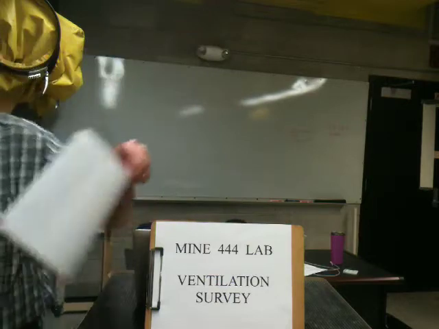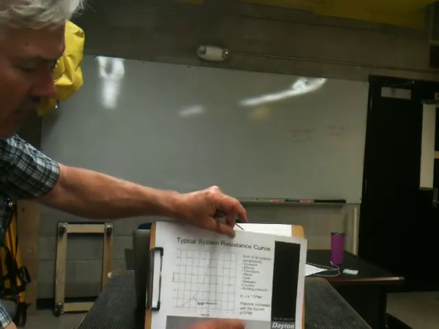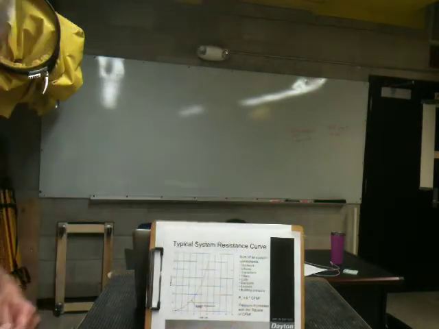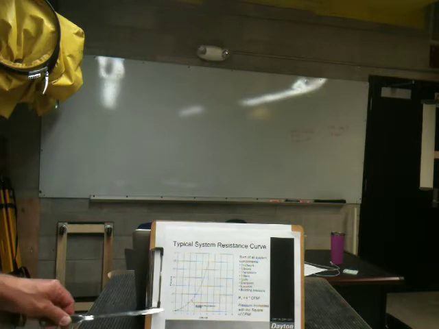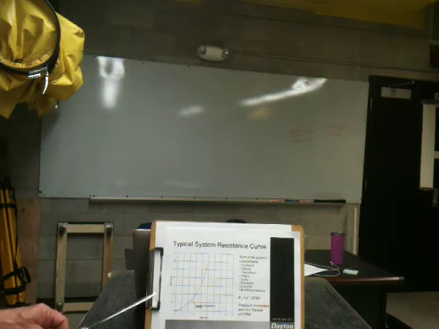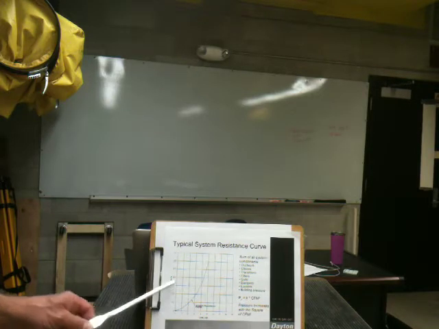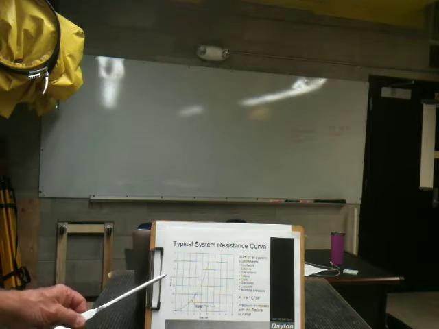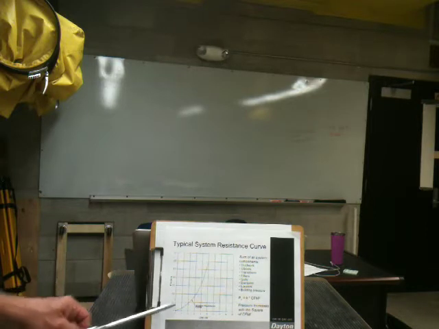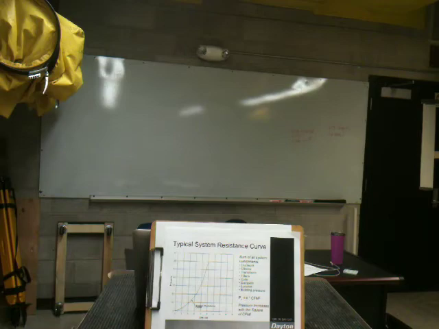And more review. Here again is a system resistance curve. And again, recall that this is a plot of P equals RQ squared. So flow rate increasing to the right, pressure increasing as we go up. And as the flow rate increases in the airway, the pressure required to develop that flow rate has to increase exponentially. So that's P equals RQ squared.